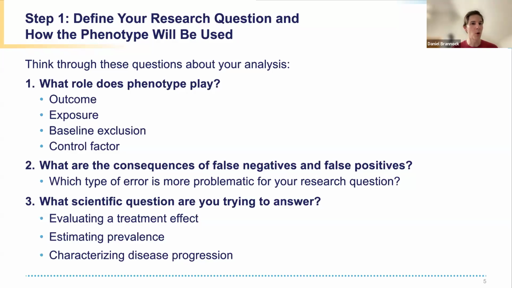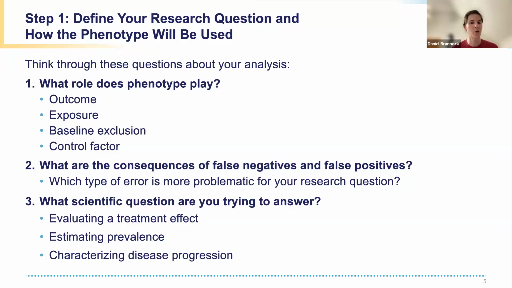These are all different roles that a phenotype could play, and they might have different consequences for false negatives and false positives. So we're going to harp on this for just a moment: the difference between being wrong about somebody being included in your phenotype or leaving somebody out who should have been in your phenotype. Oftentimes, this is not a symmetrical mistake, right? A false negative may be more problematic or less problematic than a false positive.